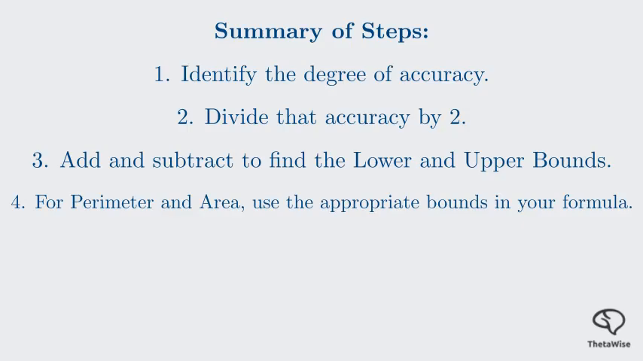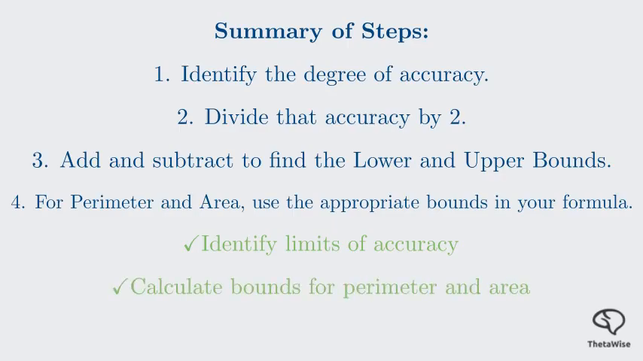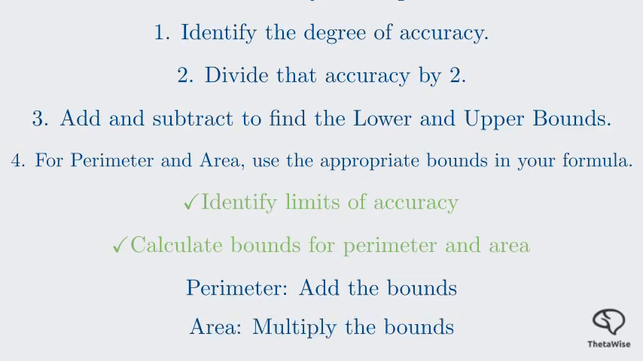We have successfully met our objectives. You can now identify the limits of accuracy for any given measurement by finding its lower and upper bounds. You also know how to calculate bounds for perimeter and area. You also know how to apply these bounds to geometric problems involving addition and multiplication. When dealing with perimeters, you add the bounds. When dealing with areas, you multiply them. Remember to always check the degree of accuracy carefully, as it's not always to the nearest whole number.